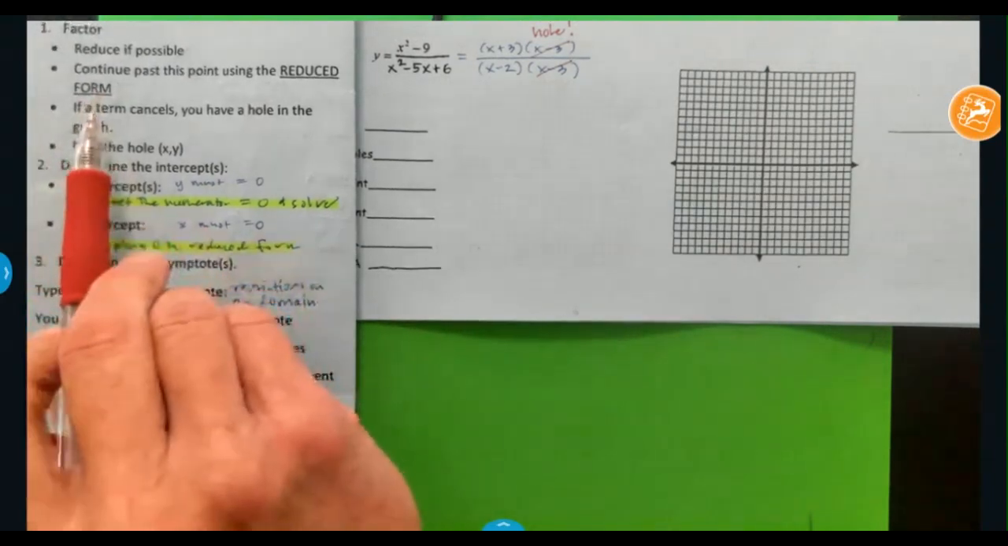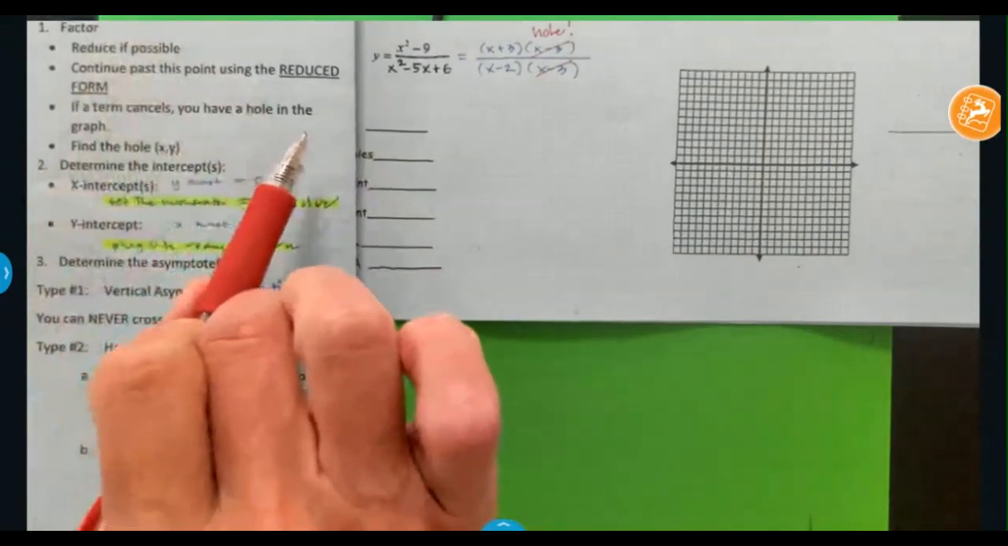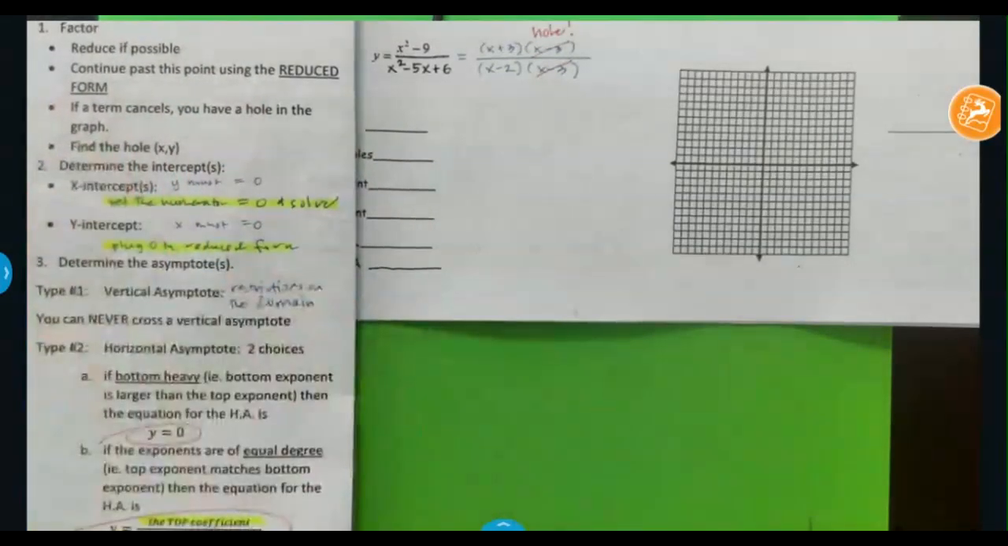So let's read our paper. If a term cancels, which it did, you have a hole in the graph. So you have a hole in this graph. When I say hole, I mean like an open circle. I mean an actual hole in the graph, and I'll try to show it to you today. You have to find the hole, which is an x, y coordinate. It's not hard, but you do have to pay attention.